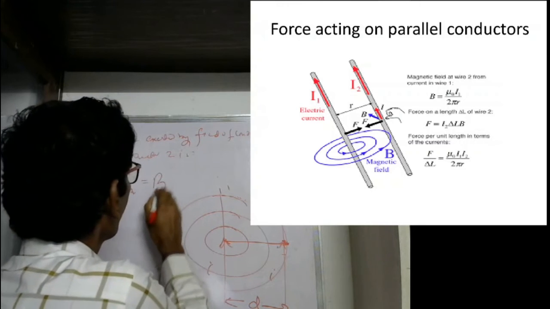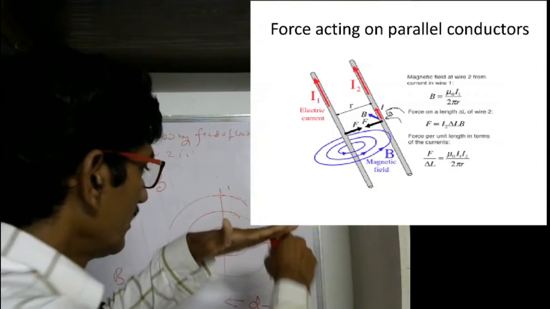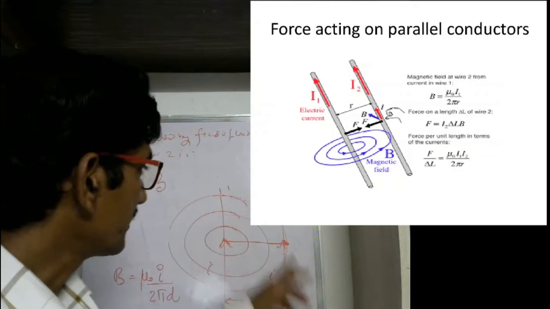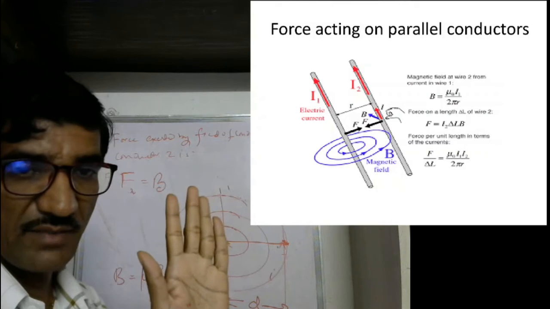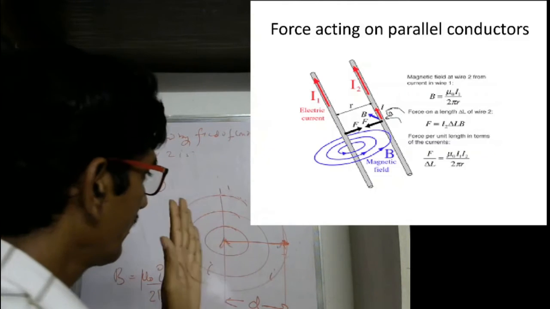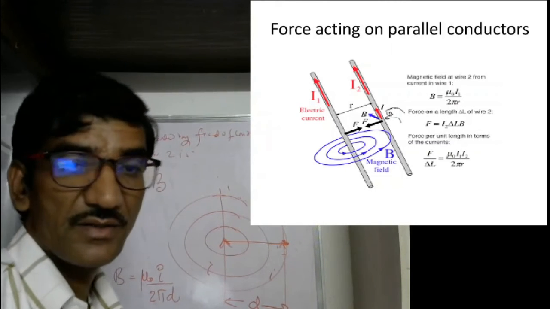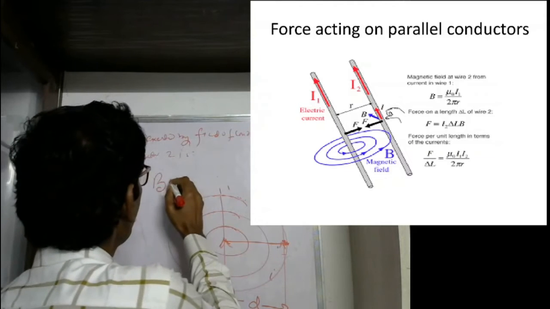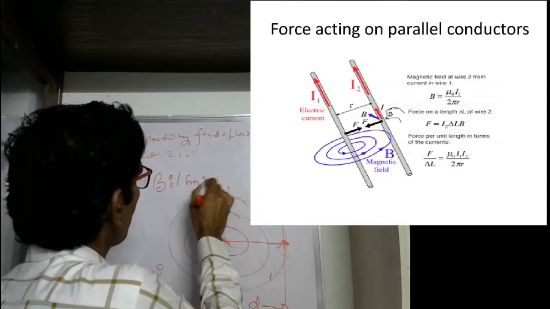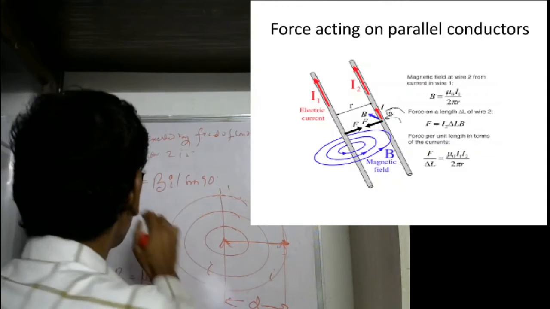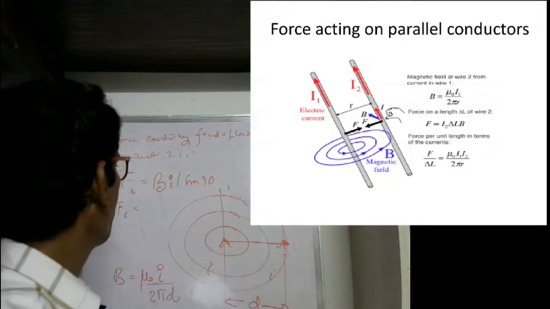See, the B direction is like a tangent here. The conductor is like this, and the magnetic field is like this. Now, the maximum force will be exerted on this because it is 90 degrees. B I L sin 90. This is equal to F2 is equal to B I L. Now what is this I?